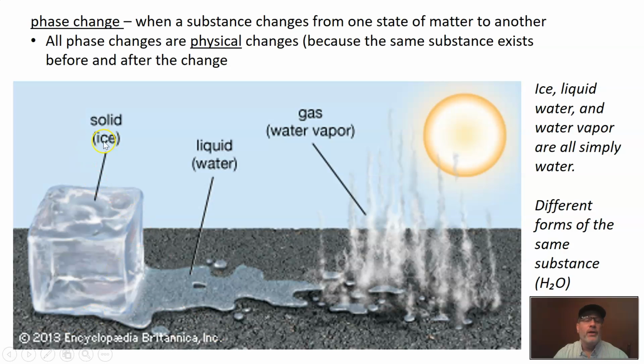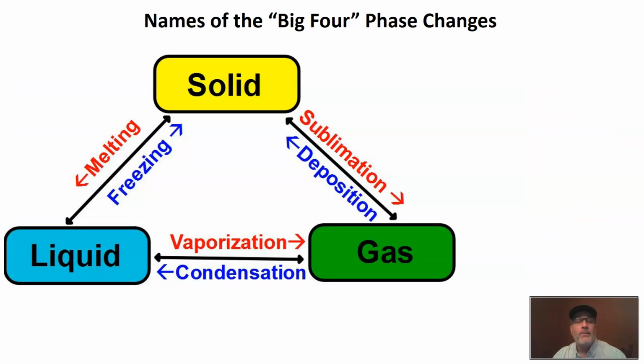We look at our example here. We have water as a solid, which we call ice. When it changes to a liquid, it's still just water. Okay, and so this is still H2O. Although it's changed its appearance, it's the same substance. It did not change its identity. So remember, these different states are just different physical forms of the same type of matter.